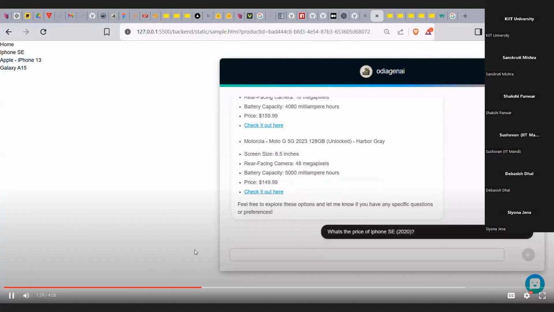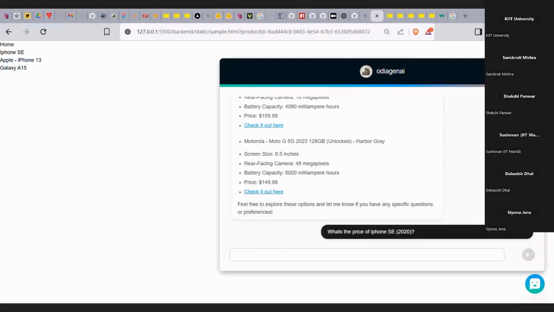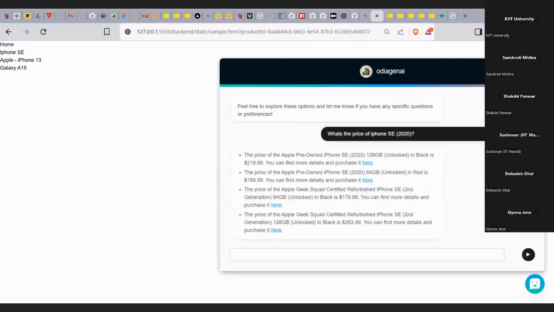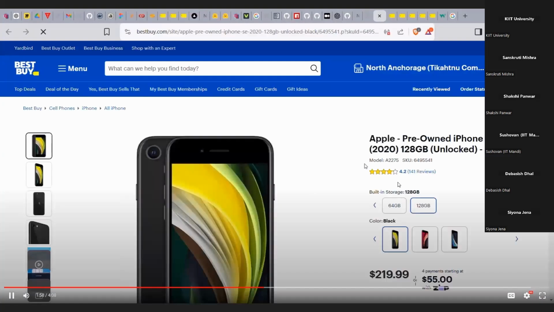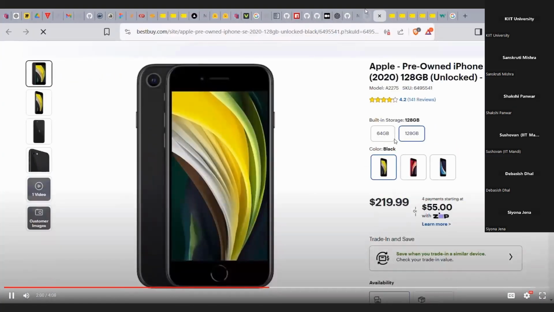The second question is regarding the price of a certain product. You can see a couple of versions of that phone are there, and it provided the price of most of those versions. And here, just for verification, you can see the price showed was $219, and now we go to that website, and we can check that the price is the same, $219.